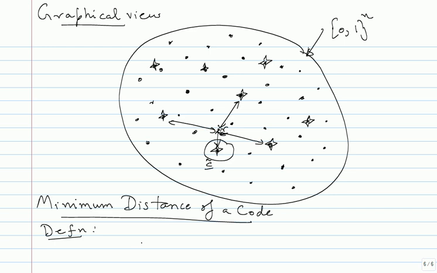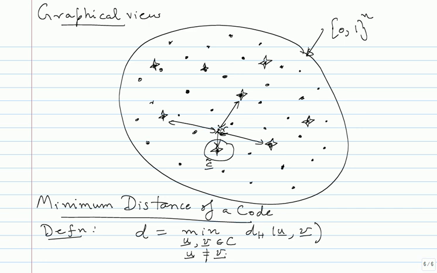I'll write down a very technical definition. It's usually denoted d. d equals the minimum over all u, v belonging to the code of the Hamming distance between u and v. Of course I need u not equal to v. If u is equal to v, then of course the minimum distance will become zero, and I don't want that. So u is not equal to v, minimum over all the code words. So graphically, what's the interpretation? It's the distance between the two closest stars.